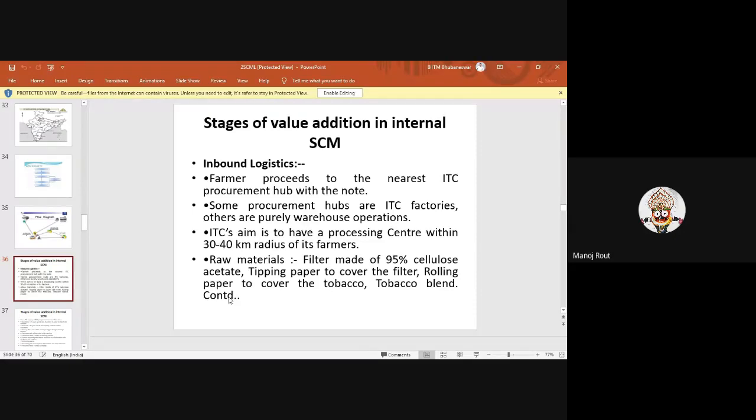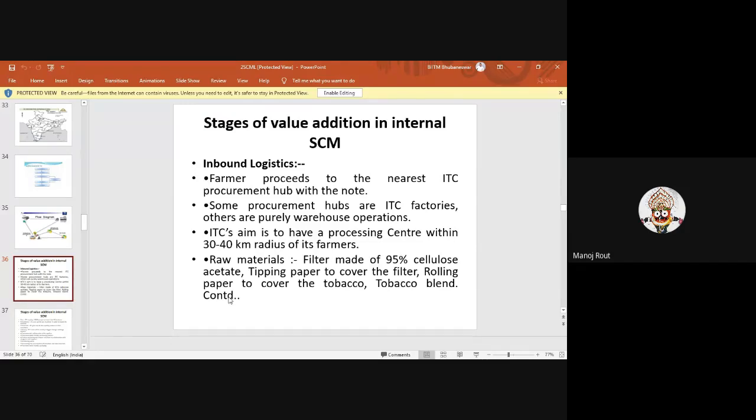If you go to the stages of value addition in case of internal supply chain management, first we are focused on inbound logistics. So in case of inbound logistics, what is included? The farmer proceeds to the nearest ITC procurement hub with this particular note. And some procurement hubs are ITC factories, others are purely warehouse operations.